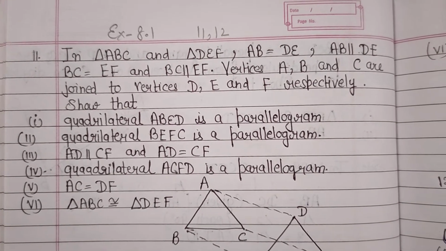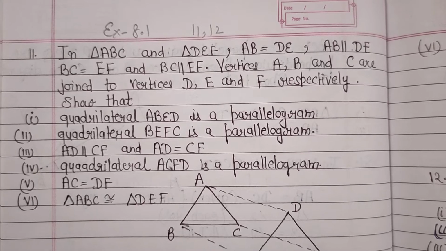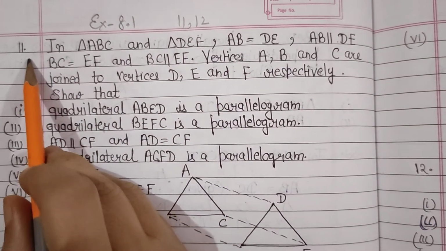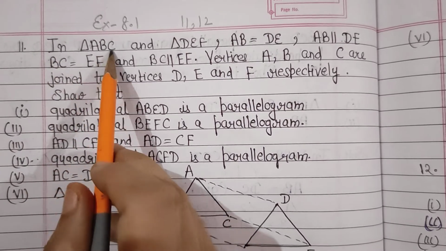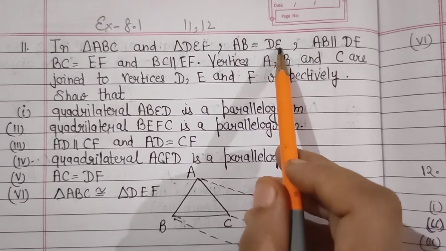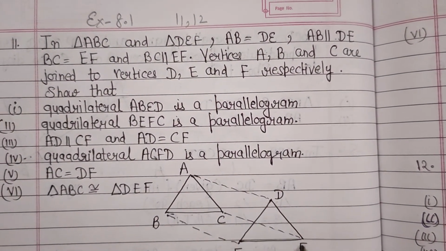Good morning class 9. In this video, we will do question number 11 and 12 of exercise 8.1. Question number 11. In triangle ABC and triangle DEF, AB is equal to DE.